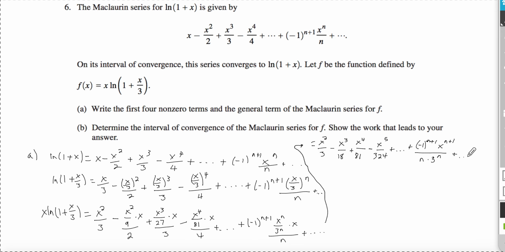Remember, if you're afraid of simplifying errors, which is fine, you can just leave things like this. That's legitimate as well. I just want to get you sort of the cleaned up look. I would recommend leaving it like this, though. All right, so there are my first 4 non-zero terms and my general term for my Maclaurin series for f.